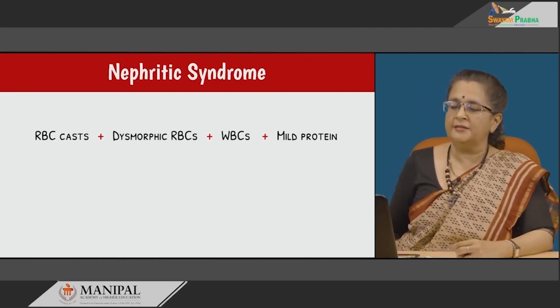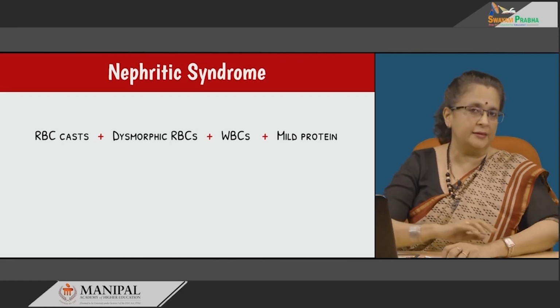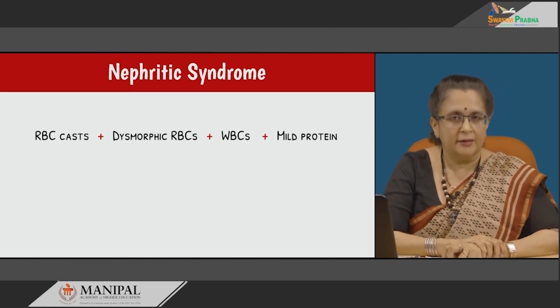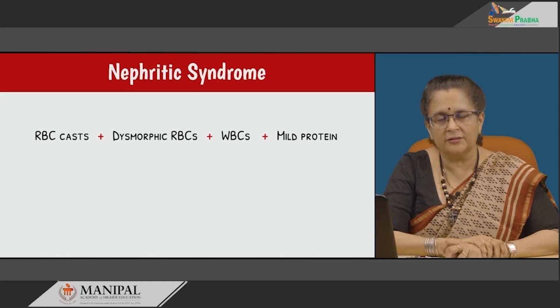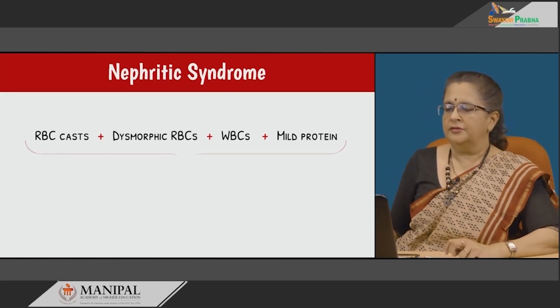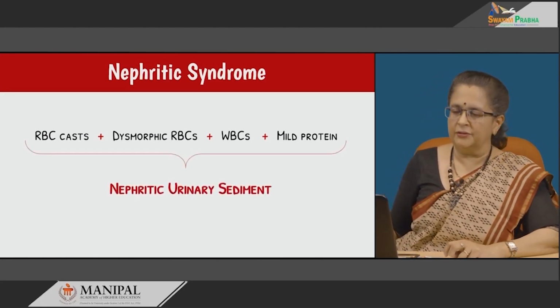Then you get WBCs and mild protein. Remember, it is an inflammatory process. So, that is why you get WBCs also. So, these together are known as nephritic urinary sediment.